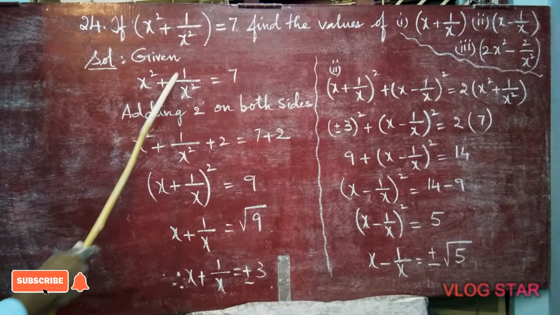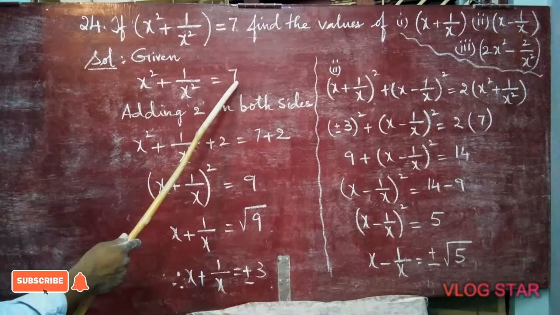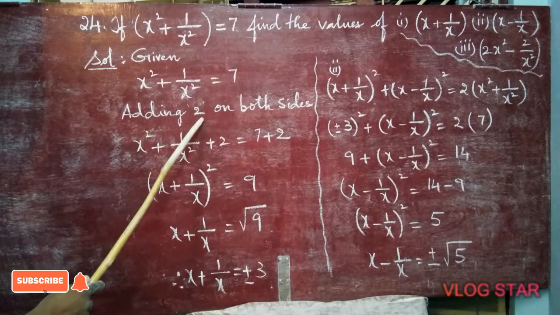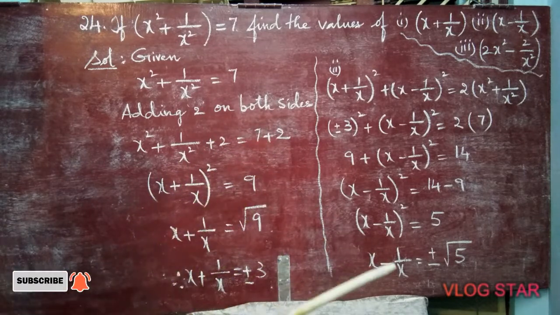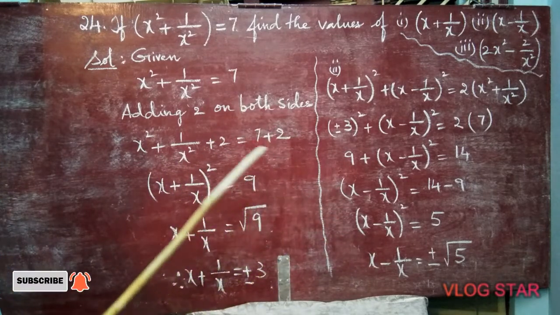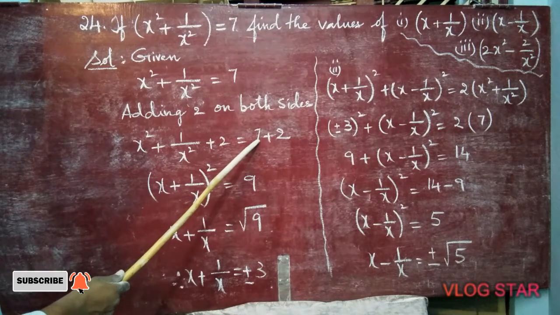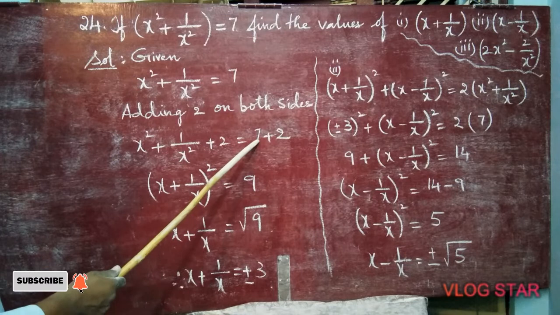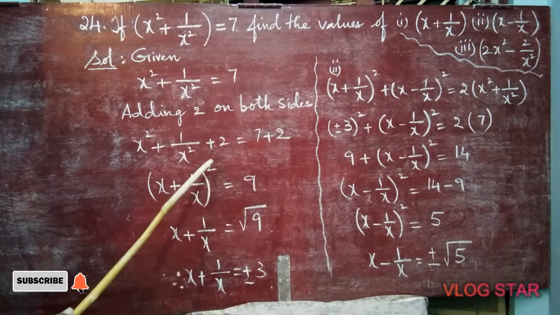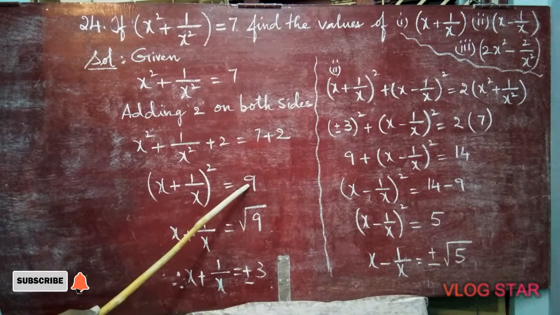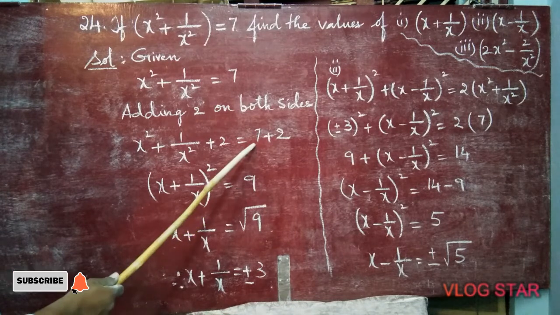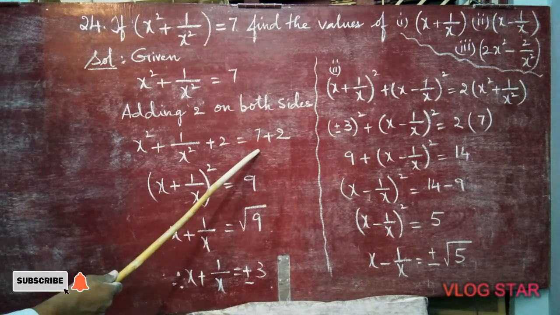x square plus 1 by x square is equal to 7. Adding 2 on both sides. Why should we add 2 on both sides? We have to see the nearest square. 9 is nearest to 7, so I am adding 2 on both sides. 3 square is 9. So we have to see the nearest square.